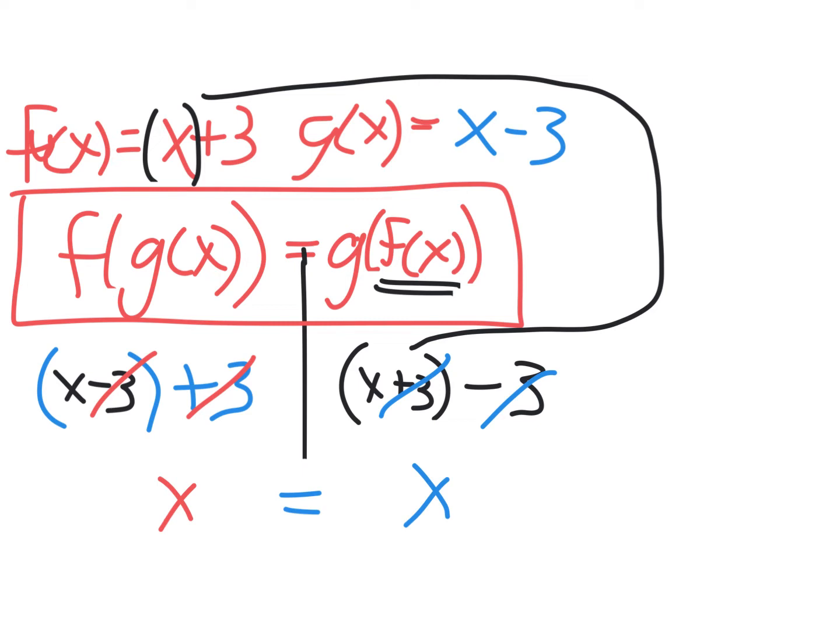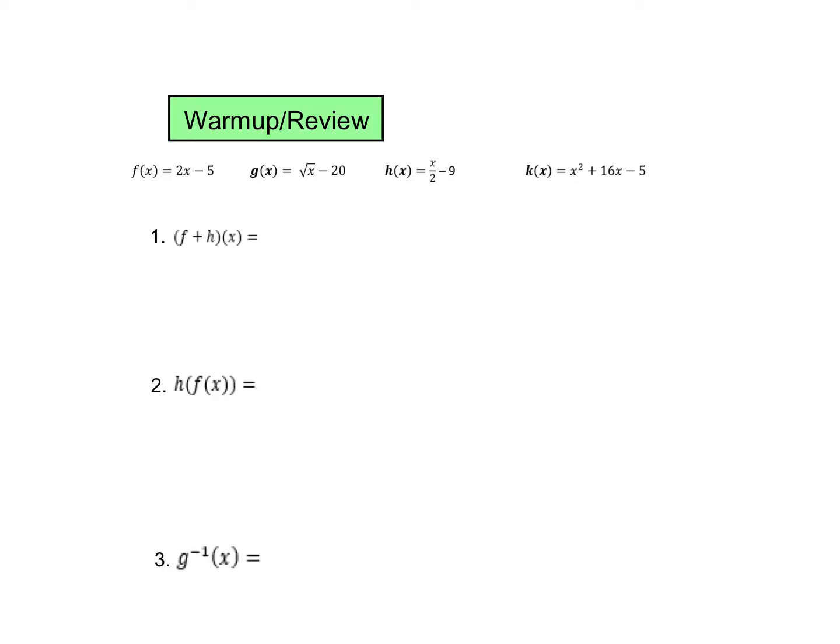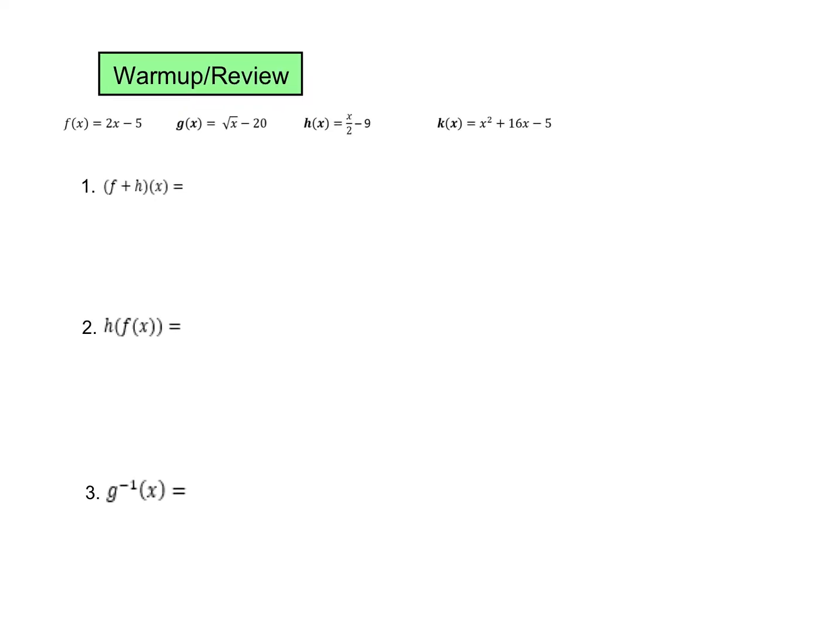You make f of g of x, you make g of f of x, you simplify them both down, and they both equal x. All right, but before we go too deep into that, let's do this warm-up. I was surprised how many people had trouble with this last hour. I made a mistake because I thought the first one was doing f of h of x. No, it's f plus h of x.